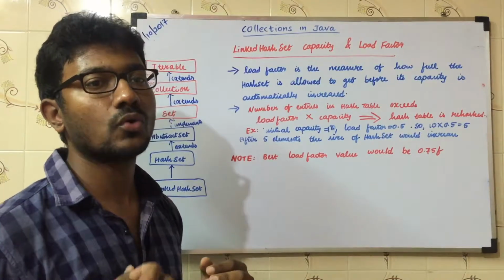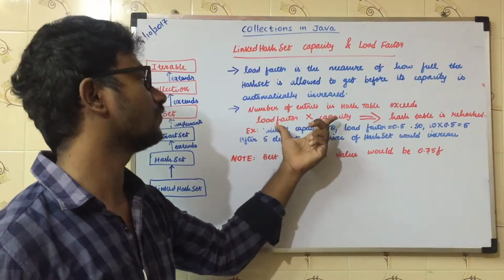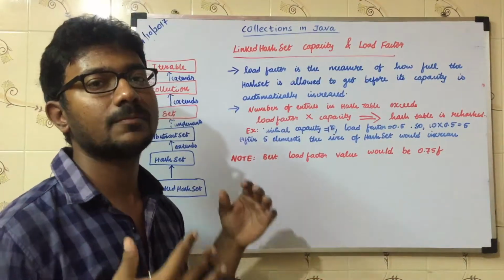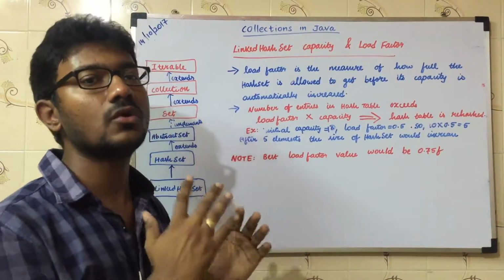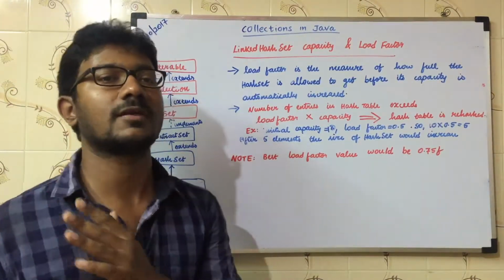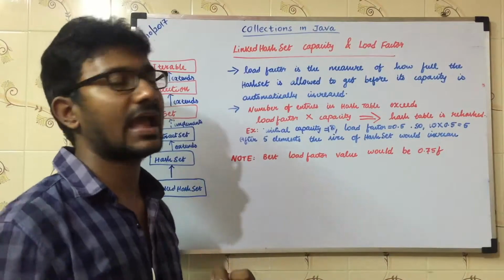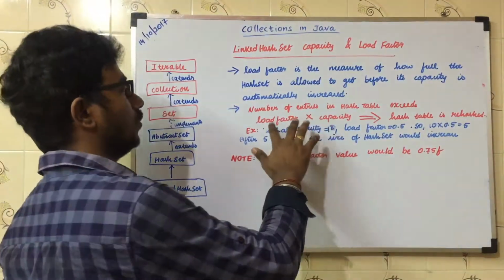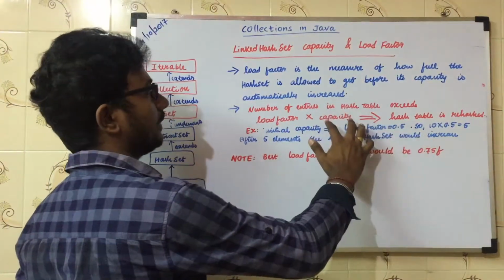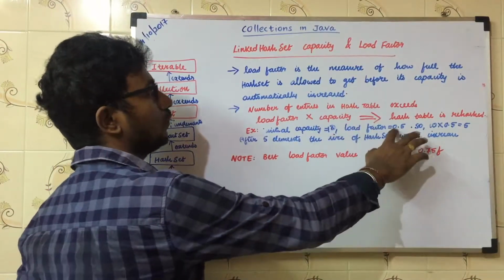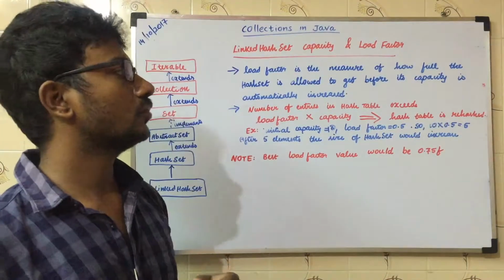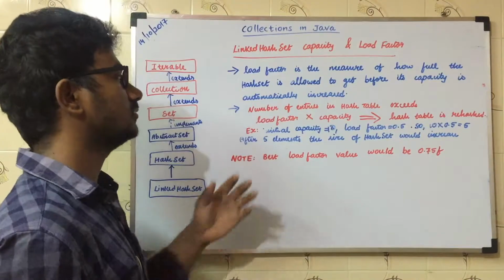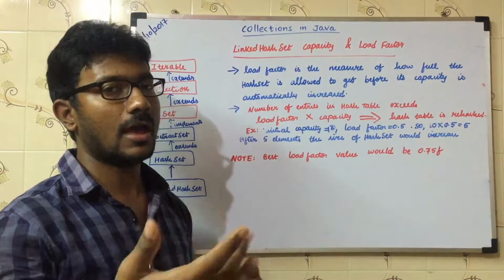Whenever the total number of elements exceeds this formula, the elements present in the existing hash table would be migrated to the new hash table using the rehashing mechanism. For example, the load factor value is 0.5 and the capacity is 10. 10 into 0.5 is 5. If a sixth element is getting added, then rehashing happens.